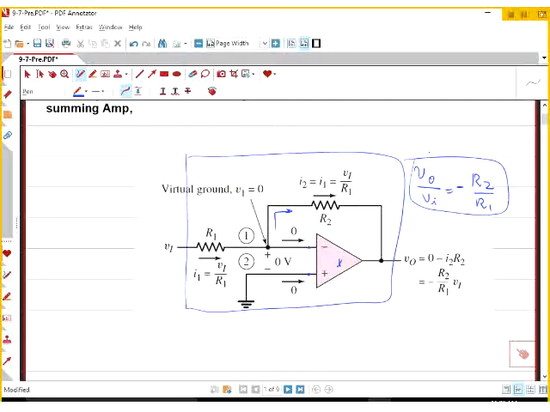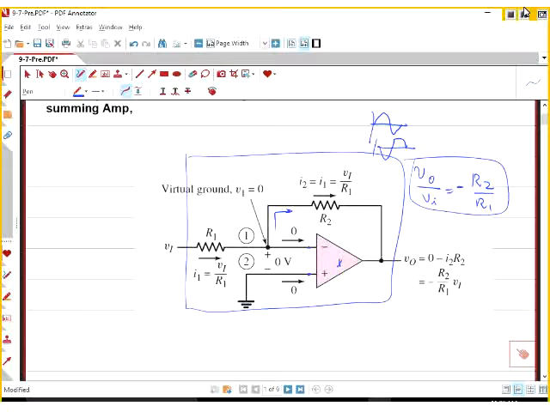What does it mean, inverting amplifier? That's exactly correct. If your input is a sine wave like this, your output is exactly opposite. Your output is like that. That's the reason we call it the inverting amplifier.